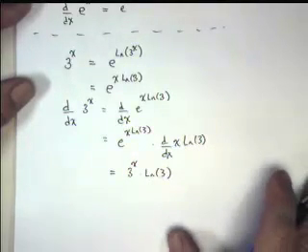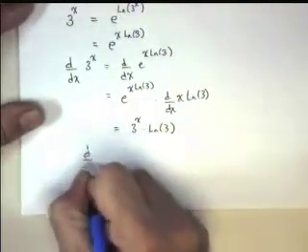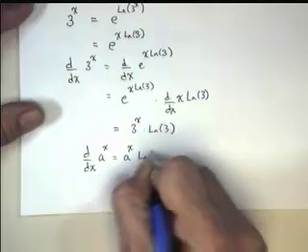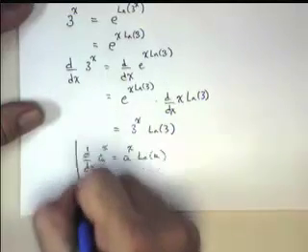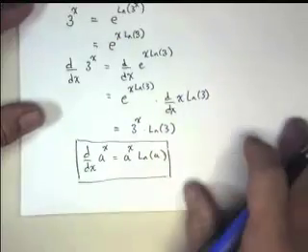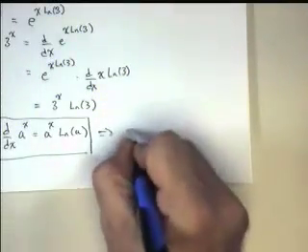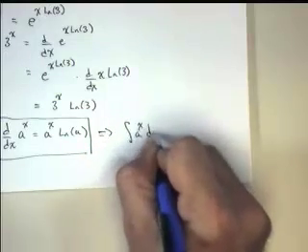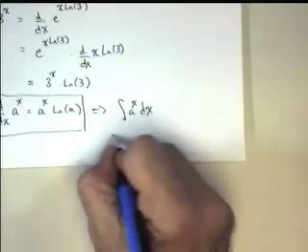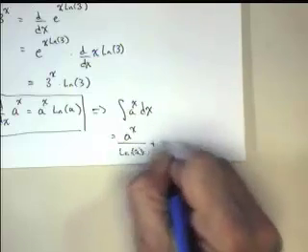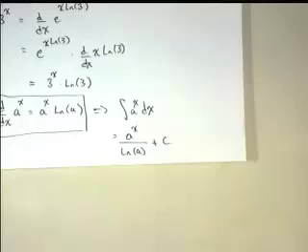If you want another formula to memorize, you can remember that the derivative of anything to the x is anything to the x times the natural log of anything. Similarly, the antiderivative, using this same substitution, the antiderivative of anything to the x with respect to x is anything to the x divided by the natural log of anything plus a constant. Let's stop there, and we'll take some examples in a minute.